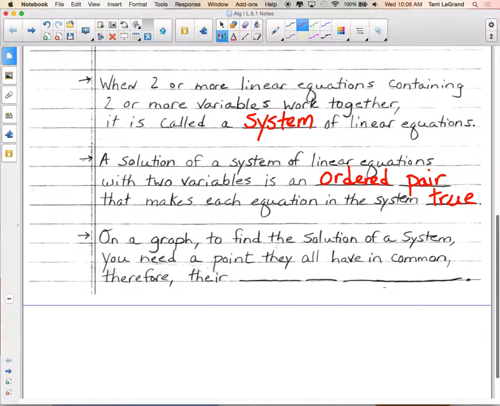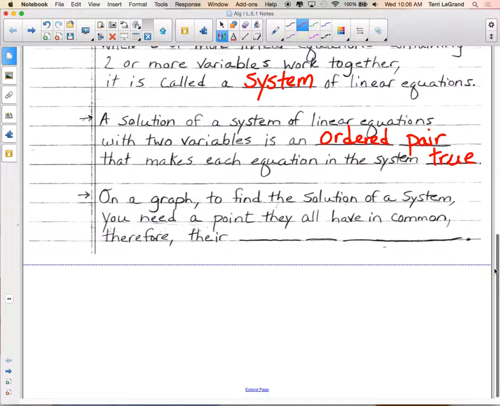A y value that is the same for all of them. It better kick out a y value that is the same for all of them. And then on a graph, to find the solution of a system, you need a point they all have in common, therefore their point of intersection.